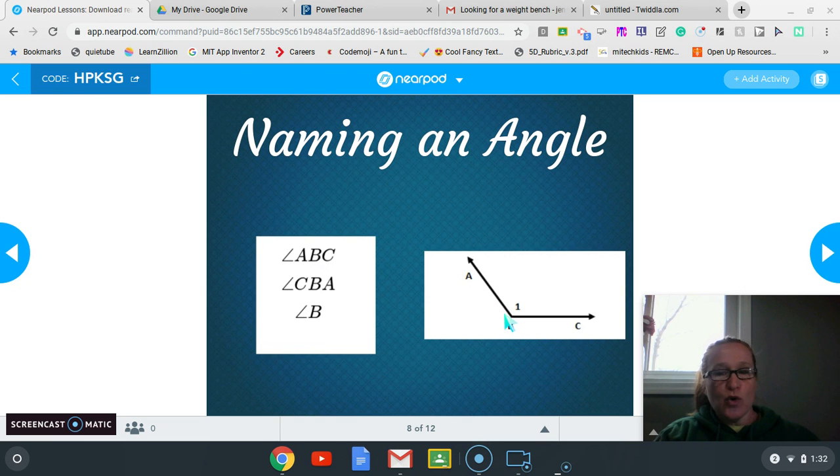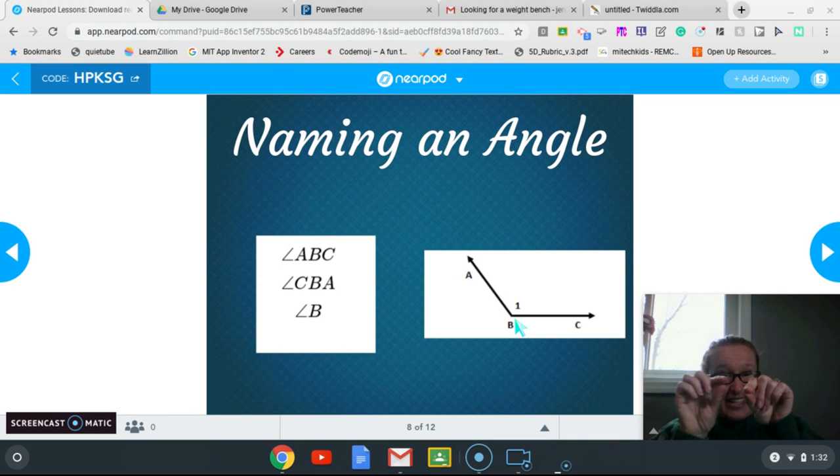Now, since there's only one angle at the vertex, because sometimes there could be multiple angles coming out of that same point, but since there's only one angle coming out of the vertex, we can just call that angle B. So just be aware of how we name it, because from now on I'm going to say, hey, look at angle ZQX or whatever, and you need to be able to find that angle in a drawing.